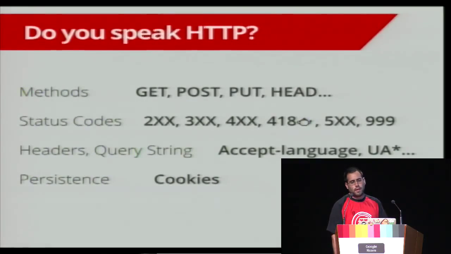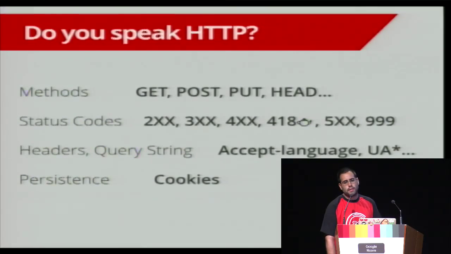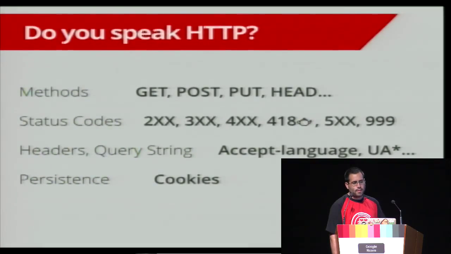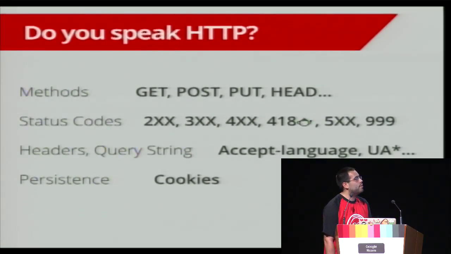We also need to know how to deal with headers and the query string. For example, the Accept-Language header is quite interesting because it determines which language you receive the website in. Also, User-Agent is quite useful, not just for emulating a real browser, but also you can try to emulate a mobile device. On many occasions it is way easier to scrape a mobile layout than a desktop one. And we also need to know how to deal with cookies for persistence.